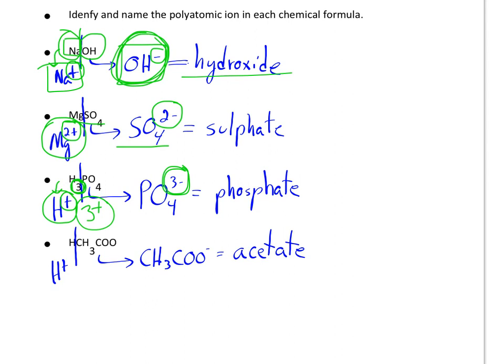And the last one, HCH3COO, which is a kind of acid substance. You have hydrogen at the beginning, H+, and the rest is CH3COO negative. So that's called acetate.